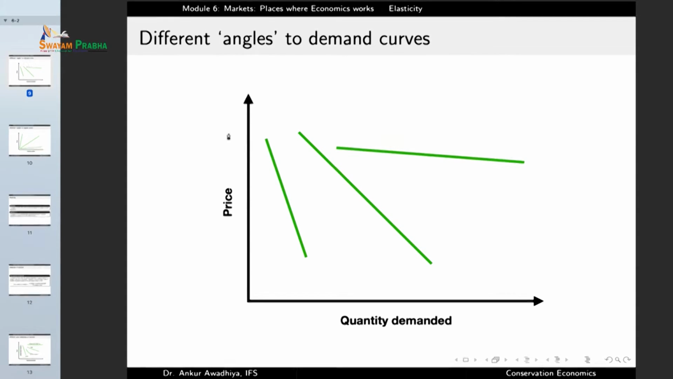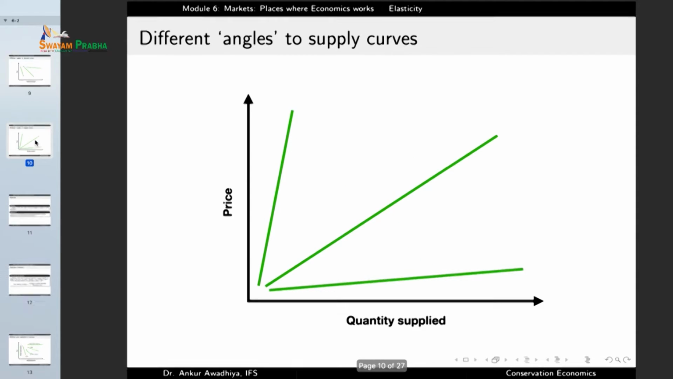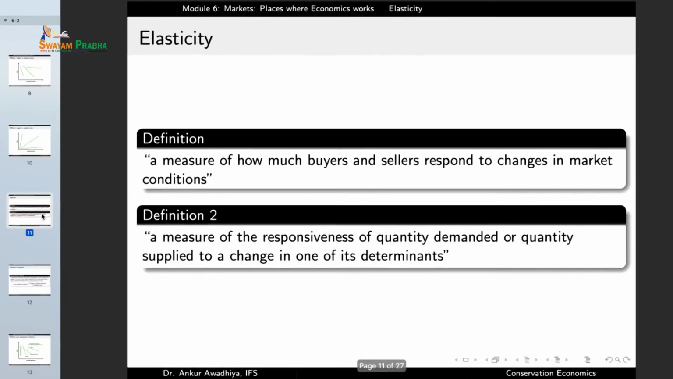Similarly, if we look at the supply curves, they are always sloping upwards, but do they slope upwards in a nearly vertical manner, or do they slope upwards in a very flat manner, or is it somewhere in between? So there are all these different kinds of supply curves. The question is, how does the shape or the slope of the demand and supply curve influence how the market behaves?